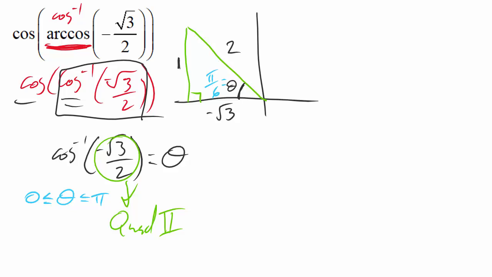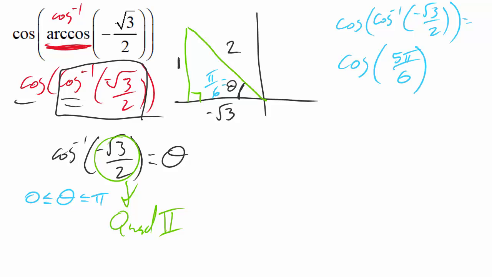So when we're looking for the cosine of the cosine inverse of negative square root of 3 over 2, this is the same thing as looking at the cosine of 5 pi over 6. Now remember, it's going to be 5 pi over 6 because the pi over 6 here is our reference angle. So what we want to do is start at 0 and then head all the way around counterclockwise. So that's going to be our 5 pi over 6.